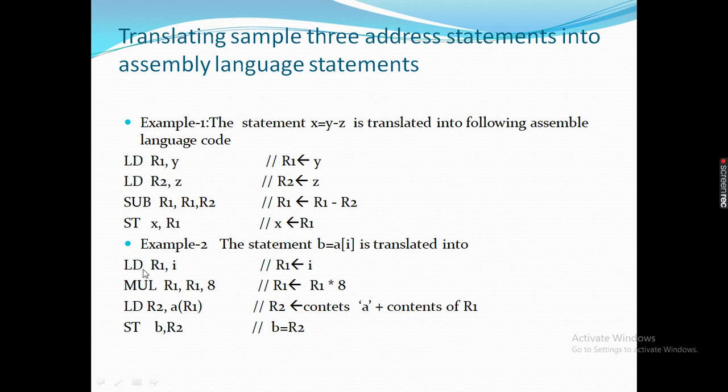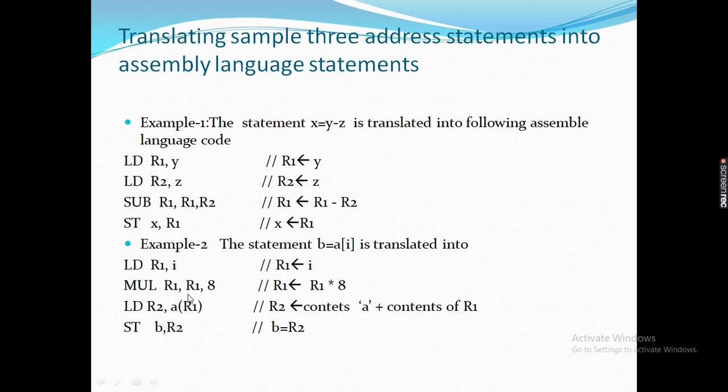So load the index value i into a register. For that choose the load instruction, load R1 comma i. So whatever the value of i is will be loaded into register R1. And the array contains floating point values. To store each floating point value, 8 bytes of memory is required.